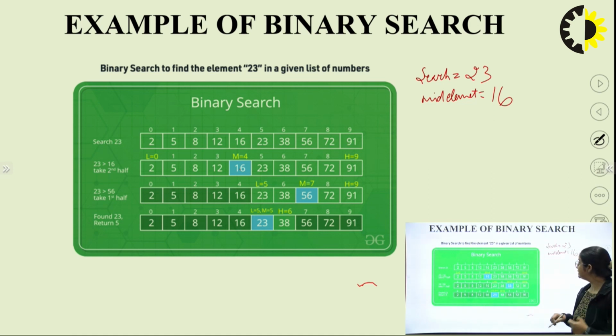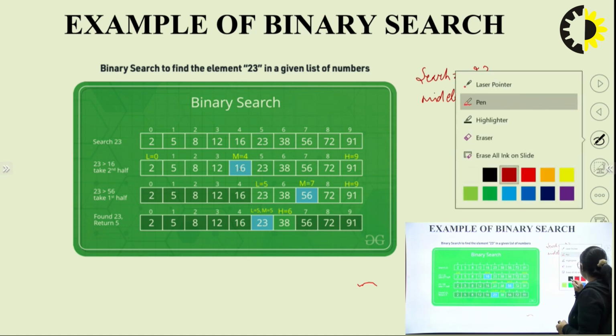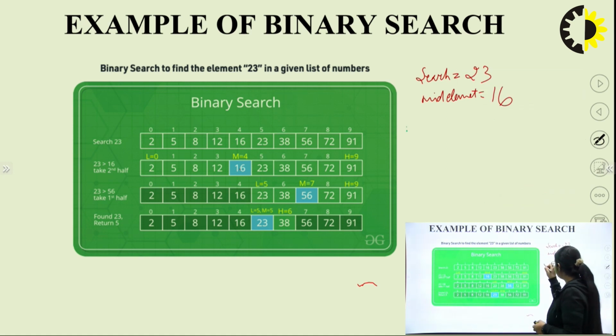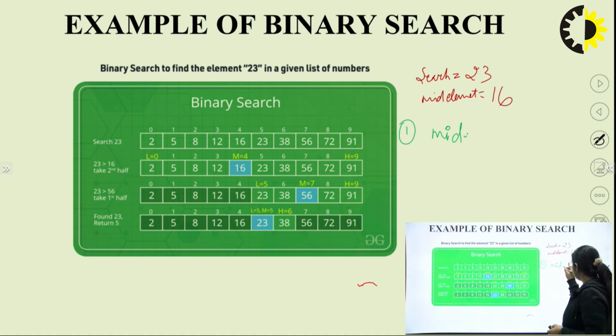Now, the second step: we have to check where the search element lies. And how do we check? We have 3 conditions, 3 steps here. First we have to check whether the mid element is equal to the search element or not.